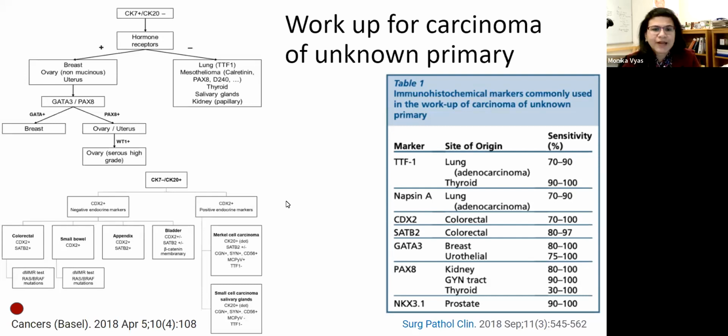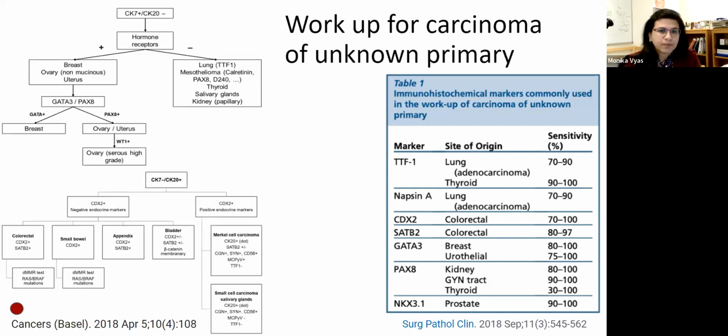And various algorithms have been studied to streamline immunohistochemical workup for carcinomas of unknown origin. Your starting point could be the CK7, CK20 immunoprofile, and you can escalate workup in one direction or the other based on what you see. So here's an example from this paper published in Cancers in 2018, which gives a very nice summary of the workflow that can be adapted based on your CK7, CK20 profile.